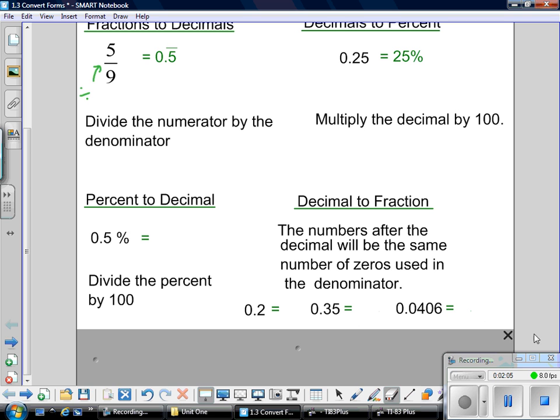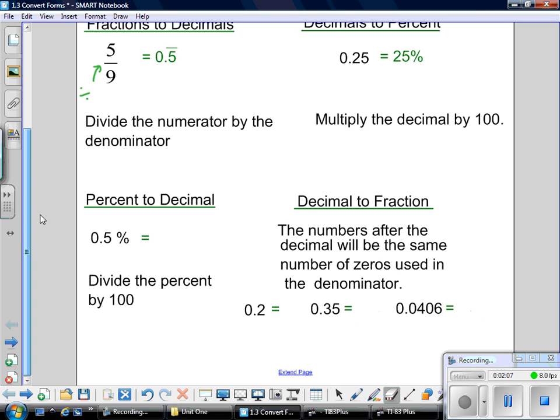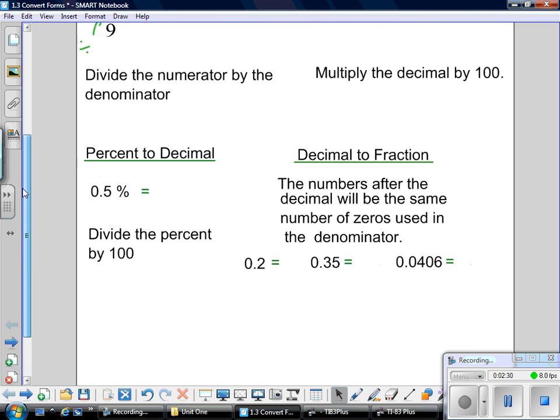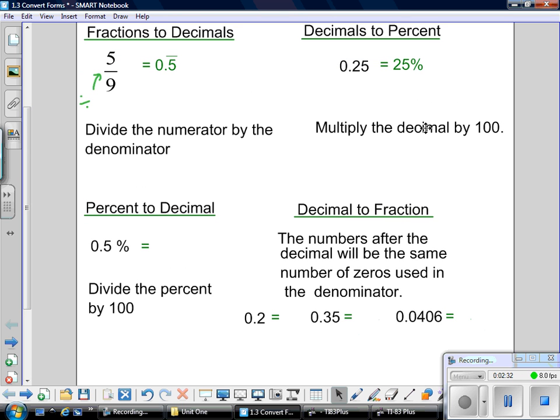Okay, the next one is actually pretty easy as well, and it deals with percent to a decimal. Now you're saying, hey, that's already a decimal. You're right, it's actually a decimal percent. So when I have a decimal percent, or if I have any percent, I need to divide it by 100. So when I want to make a percent from a decimal, I multiply. When I have a percent, I'm going to divide.